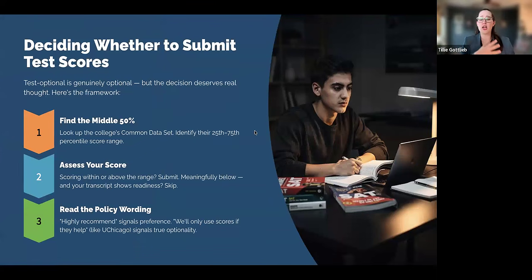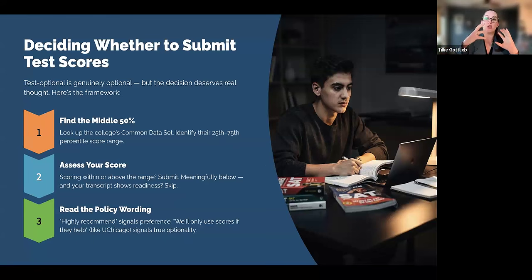So whether or not to submit, it is the question. Optional is genuinely optional, but this decision deserves real thought, and it is nuanced like many things in this process. Here's a framework for that. You're going to be using the school website, but there's also what's called the common data set. Every school has to report one. You can literally put the name of the school and common data set into Google, and it should generate it. They don't have the most updated year of it yet, but many are good at keeping that updated.